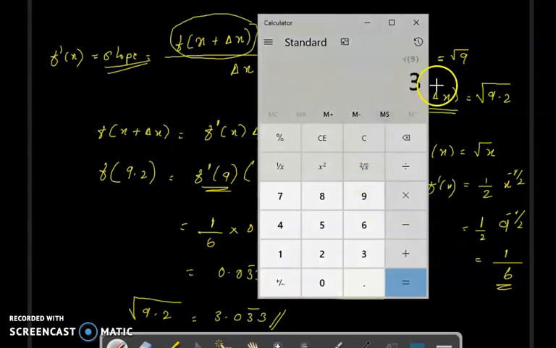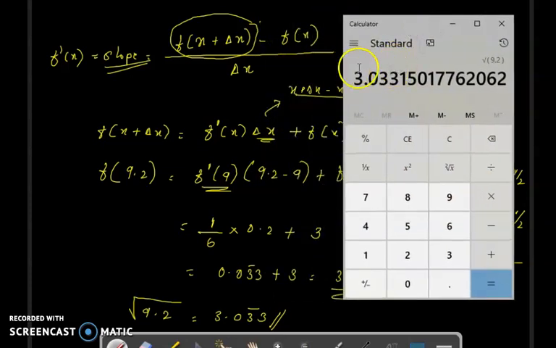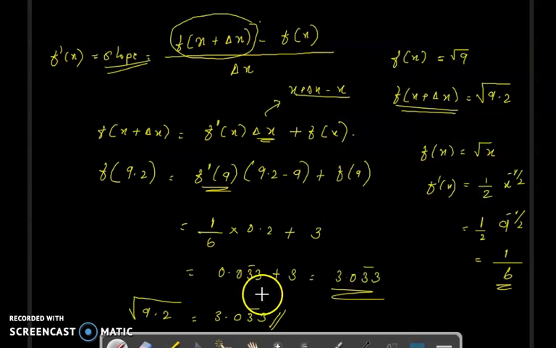The square root of 9 is 3. Now what is the square root of 9.2? It is 3.03315. So this answer exactly matches the calculation from the linear approximation method. You can try this, but the value of delta x should be very, very small, and you will get very accurate values. If delta x increases further, you will not get a good approximation, and the calculated value will not match the actual value.